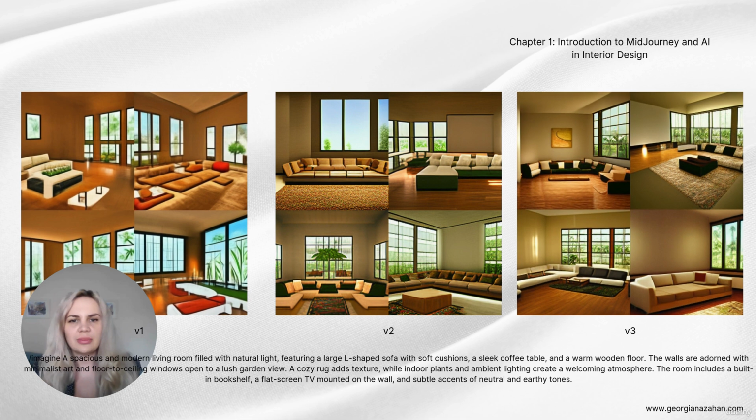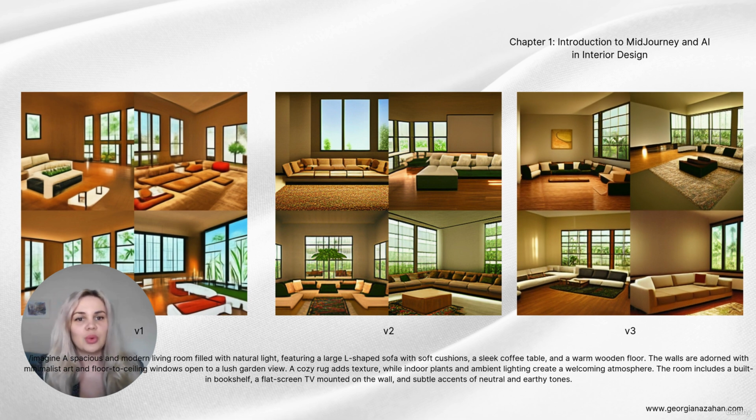This is the same prompt, word for word, rendered in version 1, version 2, and version 3. In version 1, you'll probably notice a few AI hiccups. The sofa might look melty or like it's from a dream sequence. Still kind of cool, but not client ready. Version 2, slightly better textures, a little bit more structured. The rug almost looks fluffy.